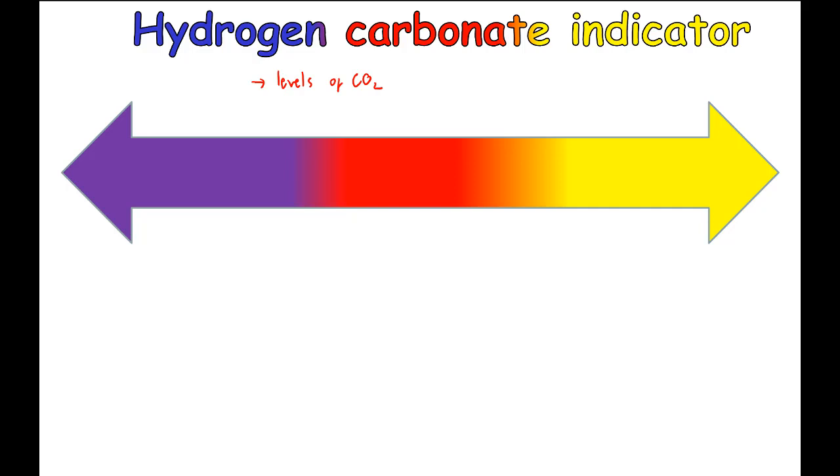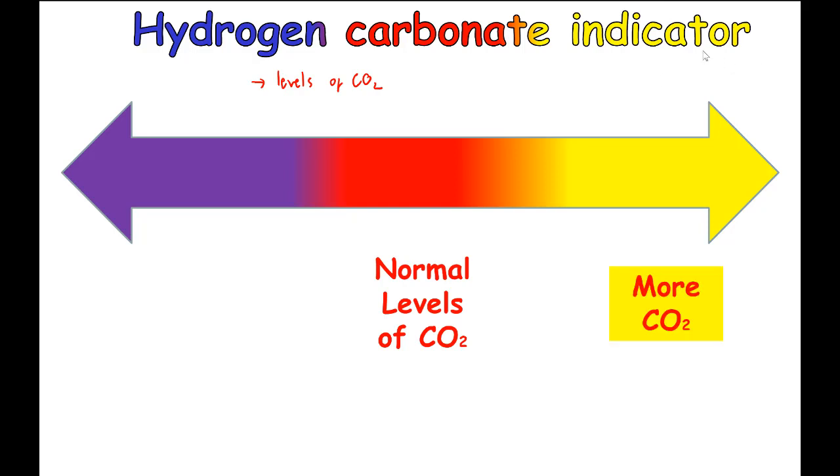Now this brings us on to the next part. How can you actually find the compensation point of a plant? So you can use hydrogen carbonate indicator, which is this really cool red liquid, and it will change colour dependent on the levels of carbon dioxide. So as I say, it's normally red, and that shows normal levels of carbon dioxide. It will change to yellow if there's more CO2 than normal, and it will change to purple if there is less carbon dioxide than normal.